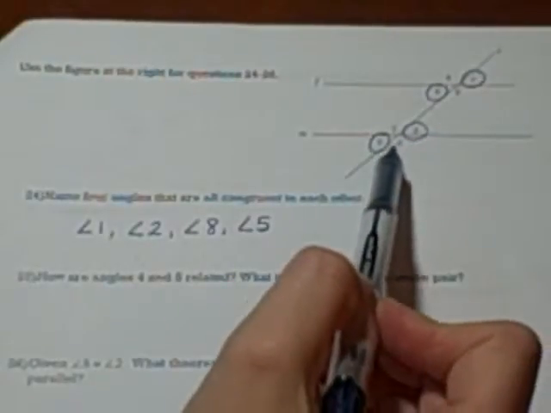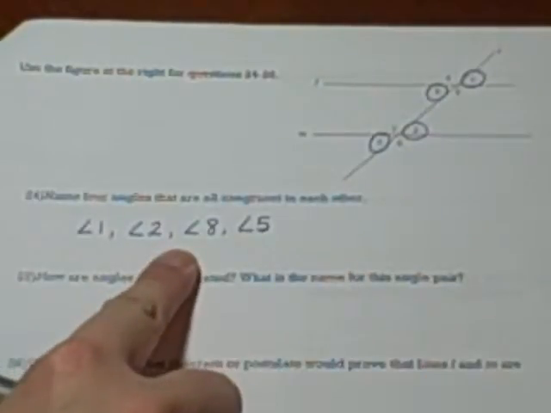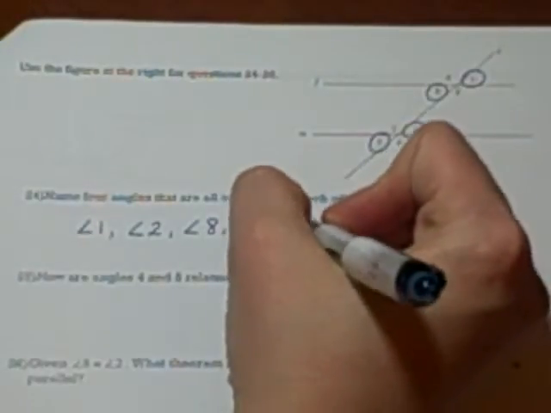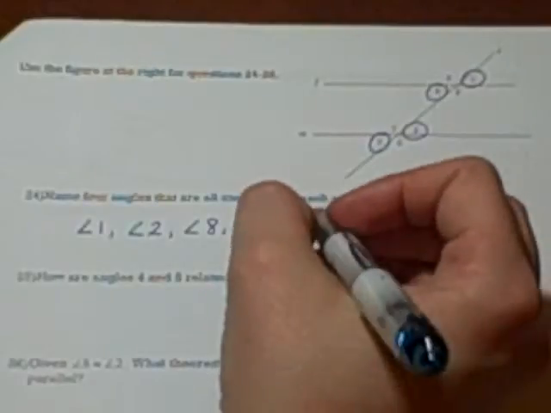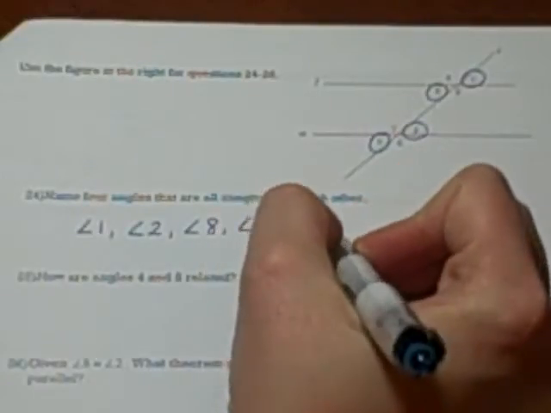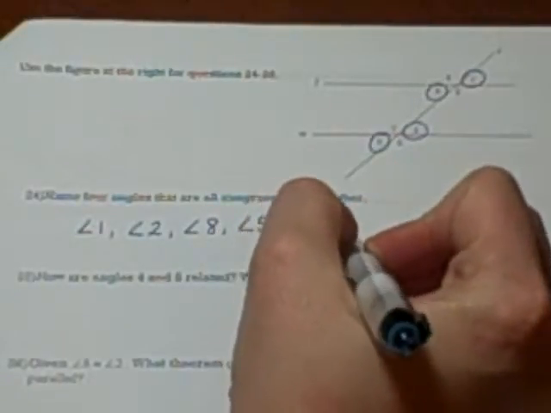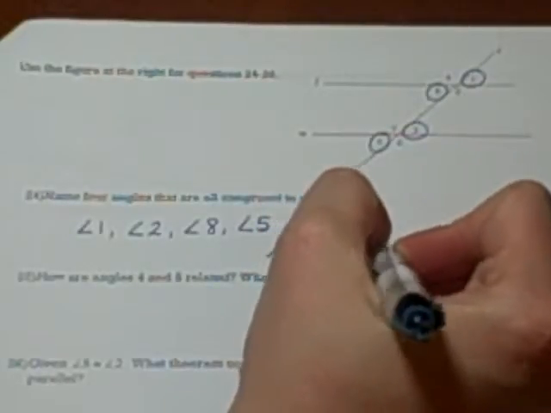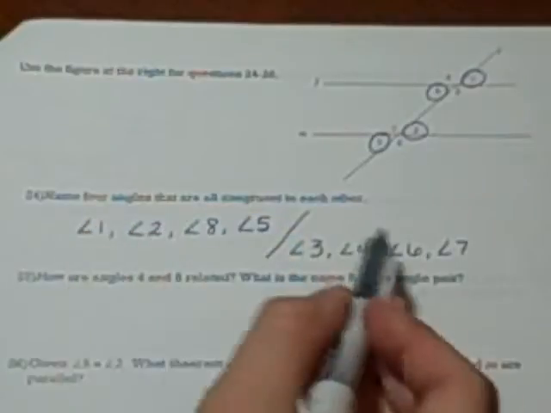And actually, the ones that aren't circled are all congruent to each other as well. They're not congruent to these ones, but they're congruent to each other. So I'm just going to list those here so that you are aware that they could also be listed. You could have angle 3, angle 4, angle 6, and angle 7. So either one of those groups would be totally acceptable for this problem.